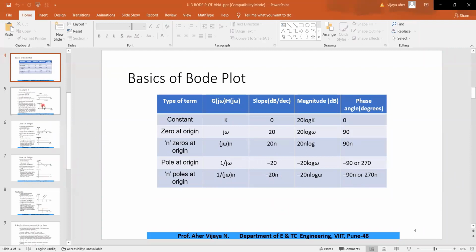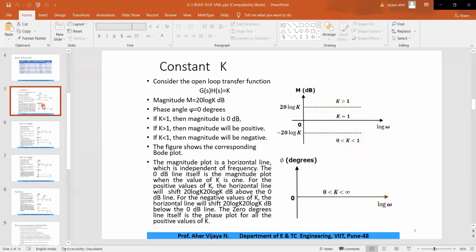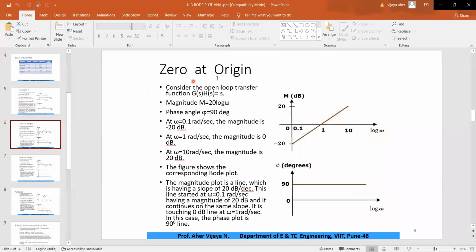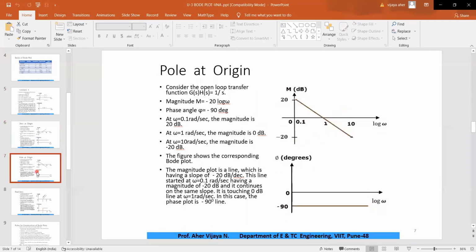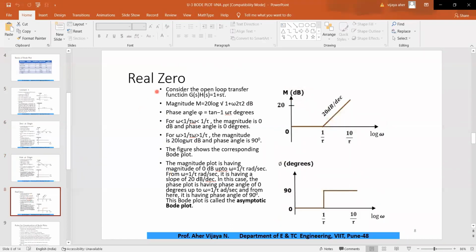Now you have studied constant. So for constant k, this is your magnitude plot, this is your phase plot, okay, that you studied yesterday. For zero at origin, this is your magnitude plot, and this is your phase plot that you have studied already. Then for pole at origin, this is the magnitude plot, and this is the phase plot. Then for real zeros, this is your magnitude plot, and this is your phase plot.